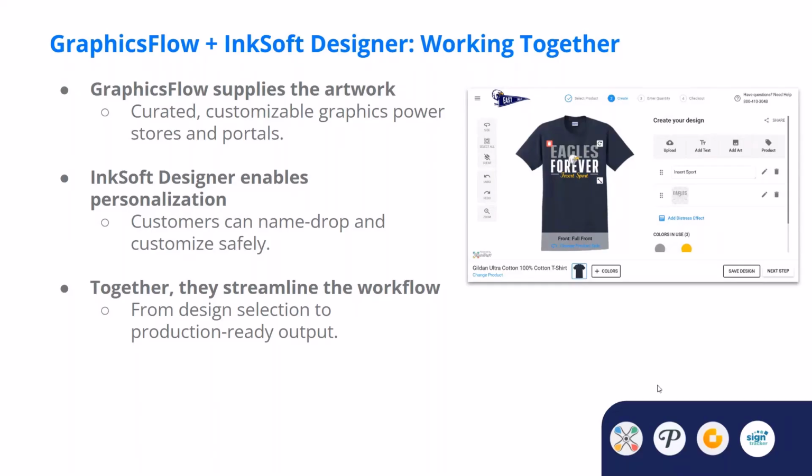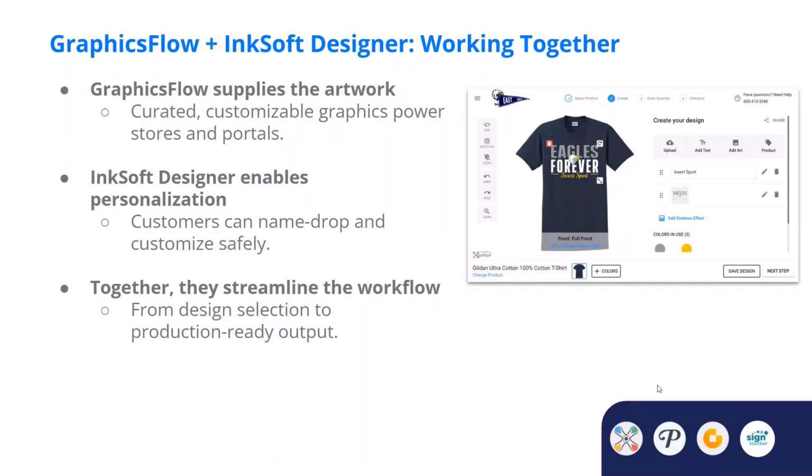GraphicsFlow supplies the artwork. So curated, customizable graphics power stores and portals. You pick the style of graphic for that vertical market. Maybe it's schools, team sports. Maybe it's rodeo. Maybe it's beach themes. You curate the artwork. You customize it based on what the customer is looking for, and then you can put it in your portal as a category, or you can put it into an art approval, send it to the customer, and they're looking at very customized artwork.